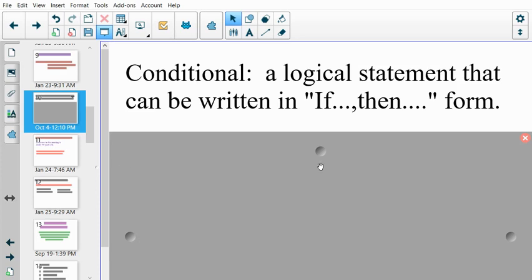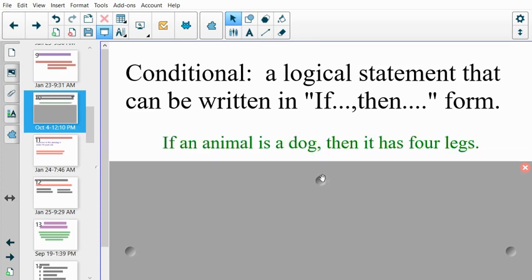So an example of a conditional statement is if an animal is a dog, then it has 4 legs. Now, I do not believe that this is true. In fact, I know that this is not true because I grew up on a farm, and on our farm, we had some dogs, and one of those dogs got his leg caught in, I think it was a fox trap or something like that, and so he lost his leg, and we had a dog that had 3 legs. So when I say if an animal is a dog, then it has 4 legs, I disagree with that. I do not believe that this is a true statement, but it is still a conditional statement. It just happens to be a false conditional statement.